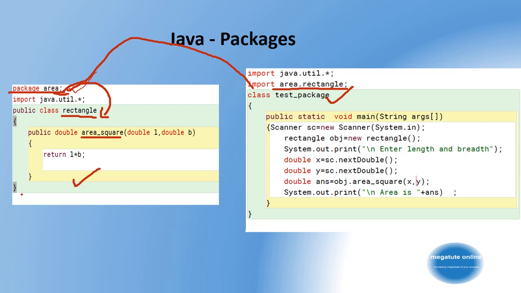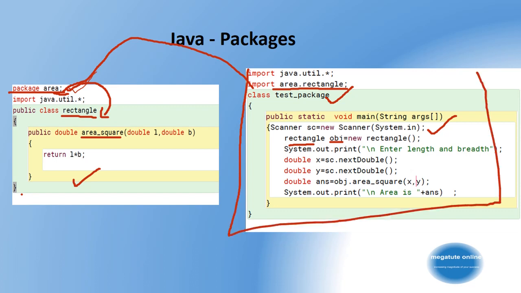Now how am I using it here? You see there's a simple program with a main function where I have got a scanner object, and then you see here I'm creating an object of the class rectangle. But do you see any class by the name rectangle inside this program? No, it's not there. Then where is the rectangle class? It is here.